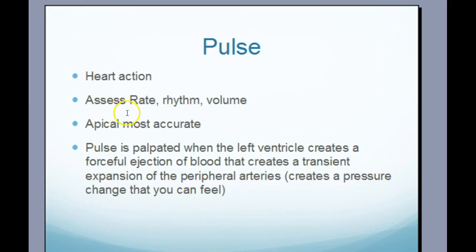So when we talk about rhythm, we're talking about the pattern of the beats and the intervals between the beats. So when we're talking about pulse volume, we're looking at how strong the pulse is, or the strength or the amplitude. It basically refers to how strong that pulse is when you're feeling for it. And then also we're talking about the arterial wall, which looks at the elasticity.